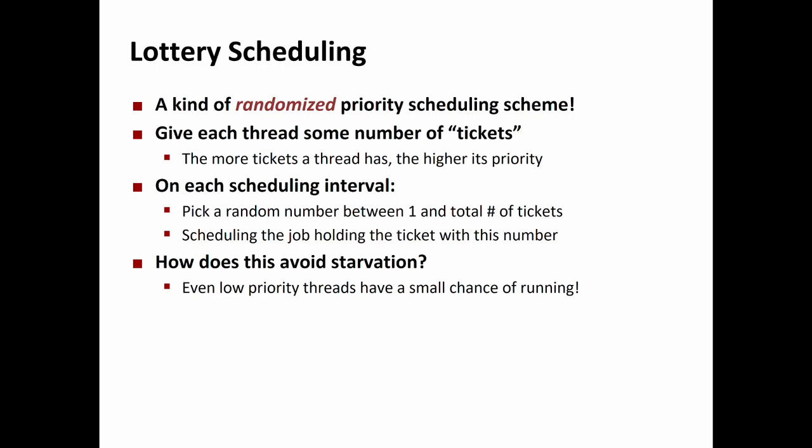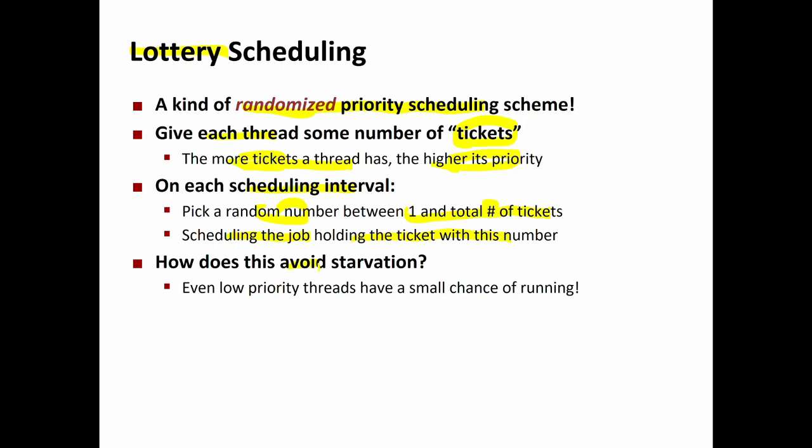Here's another type of scheduling, called lottery scheduling. It's a kind of randomized priority scheduling scheme. The idea is you give each thread some number of tickets, and the more tickets your thread has, the higher its priority. At each scheduling interval, you pick a random number, say between 1 and the total number of tickets, and the job holding the ticket with this number is scheduled.